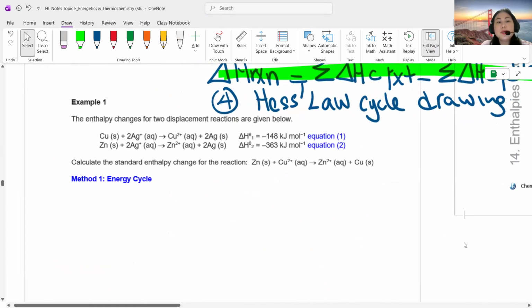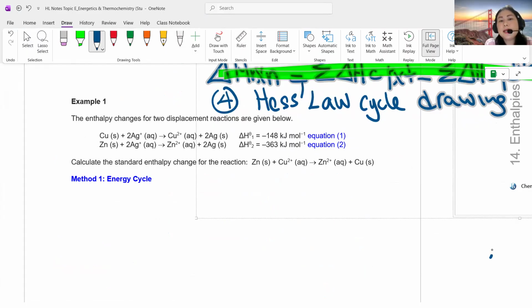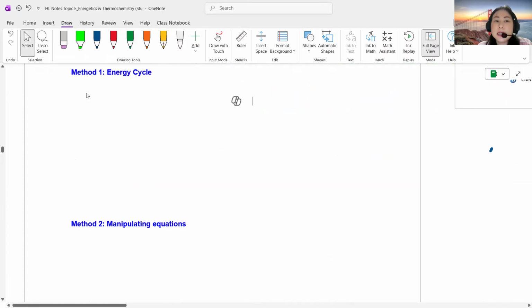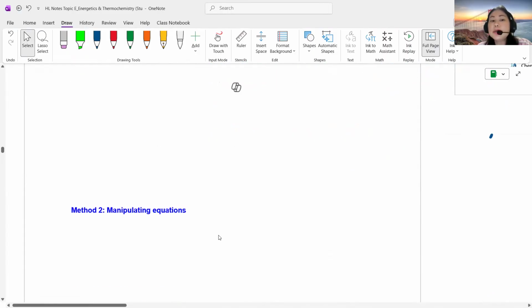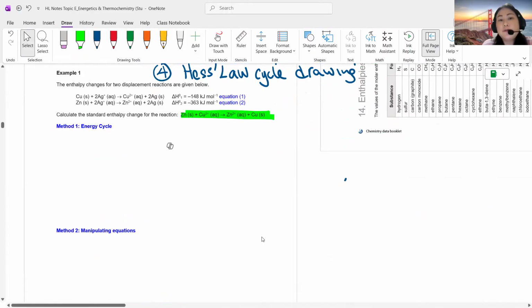So let's look at this question here. You can see that there's some equation, equation 1, equation 2, and I'm supposed to calculate this. I'm given some equations with the enthalpy value, and I am to calculate this, right? So I can draw a cycle, which is method 4, Hess law cycle, or I can just manipulate equations. So I will do manipulation of equations first.